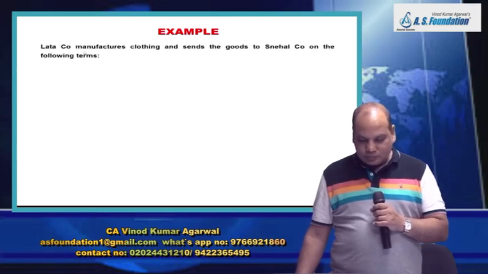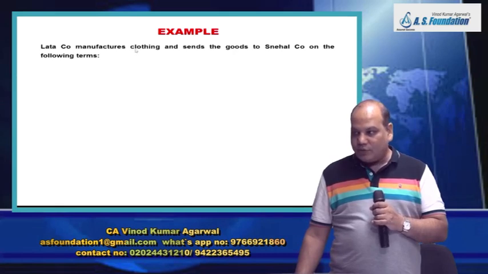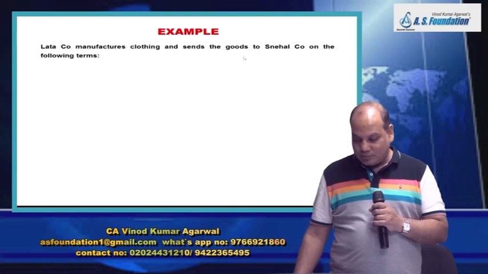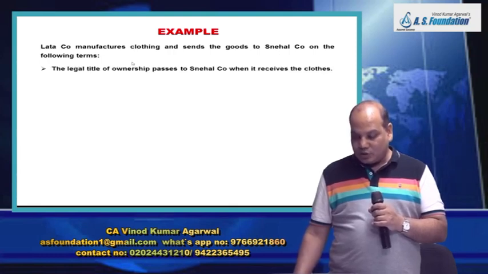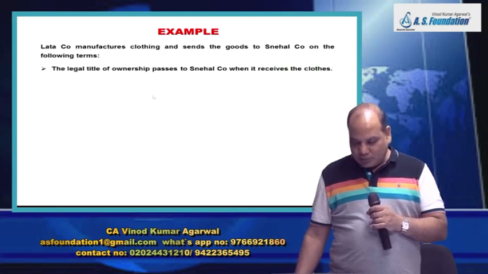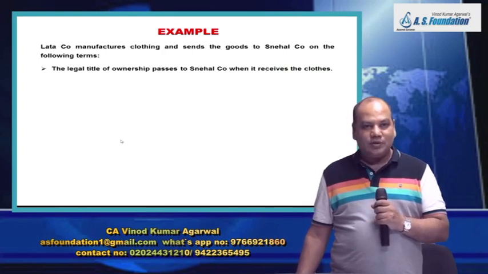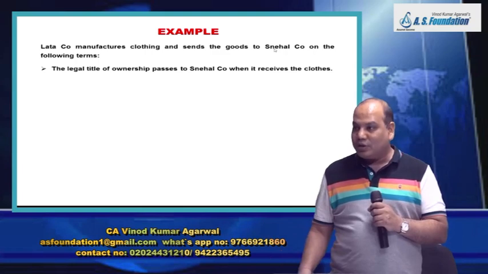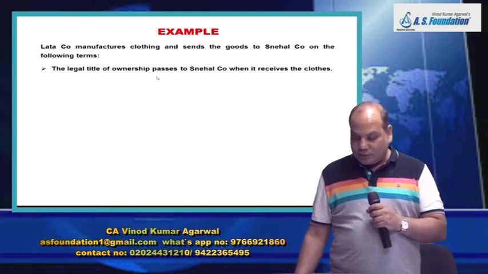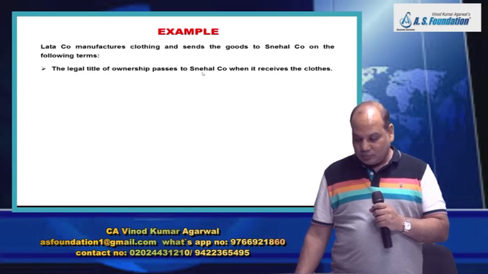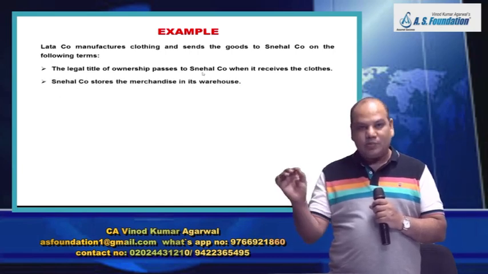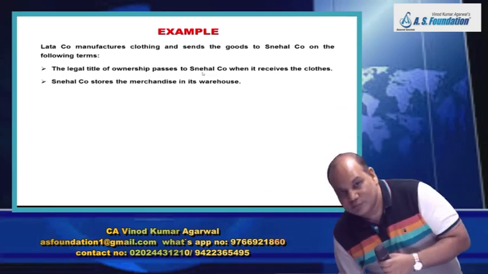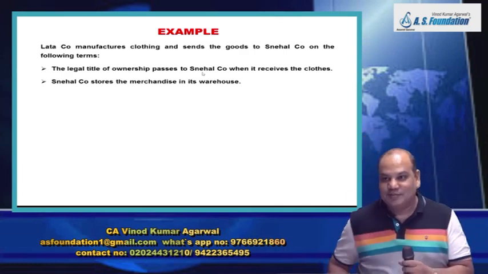Example: Lata manufactures clothing and sends the goods to Snehal on the following terms. Now this is a good case study, and in the practical world also you will come across such agreements. You have to identify what is the status of Snehal here, principal or agent. Legal title of ownership passes to Snehal when it receives the clothes. So maybe they must be billing in the name of Snehal, because the goods have to move. If the goods have to move, you must carry an invoice. Yes or no?